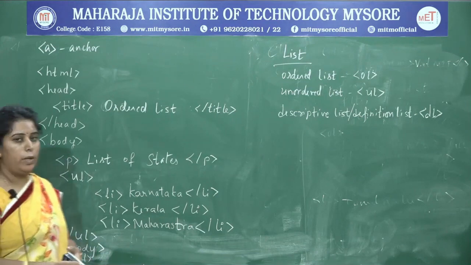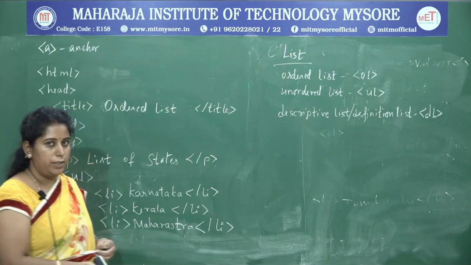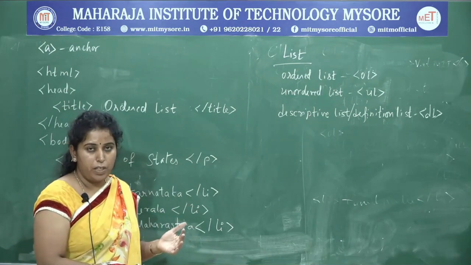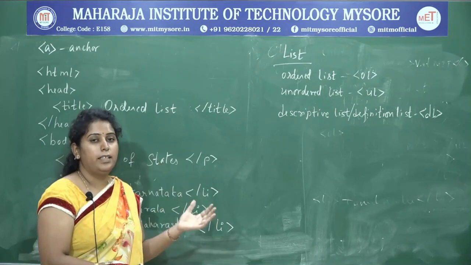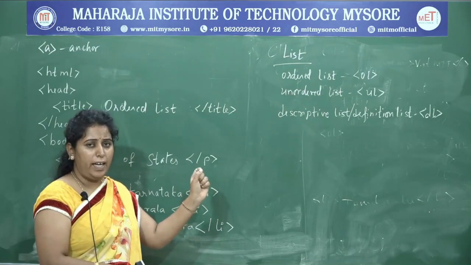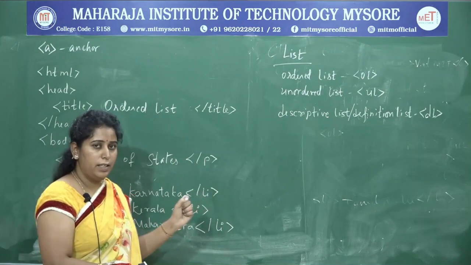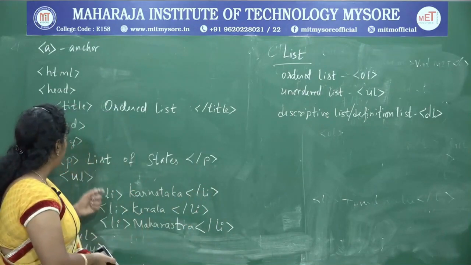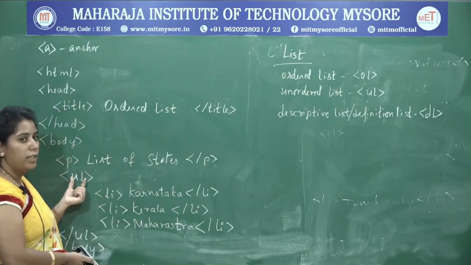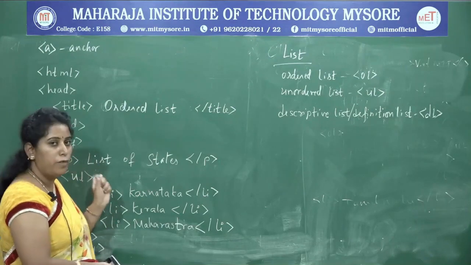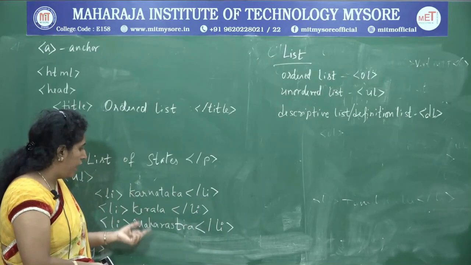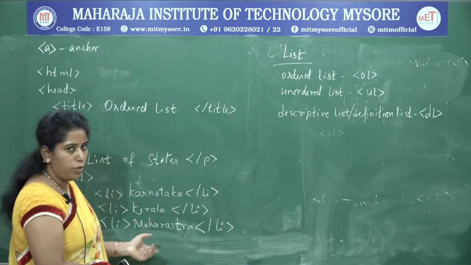Okay, this is the program where we are implementing unordered list. In unordered list, as I said, they are not in order, where the data in the list are represented using bullets or some circles, symbols like that. So I am printing the message list of states, unordered list. By default, the type of unordered list will be bullets. So Karnataka, Kerala and Maharashtra. Let me run the program.